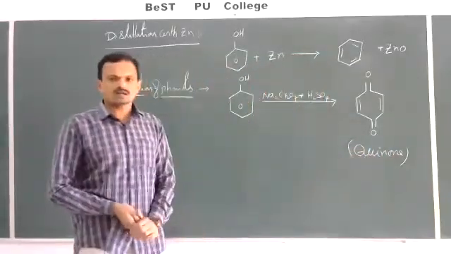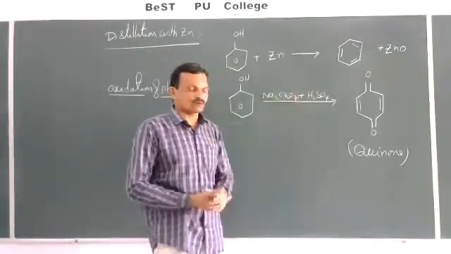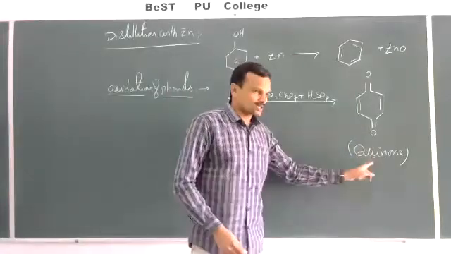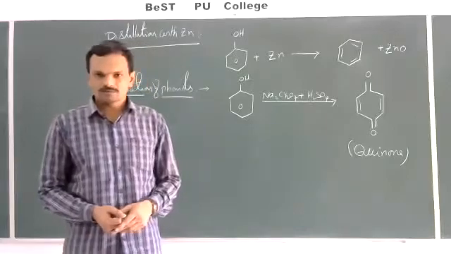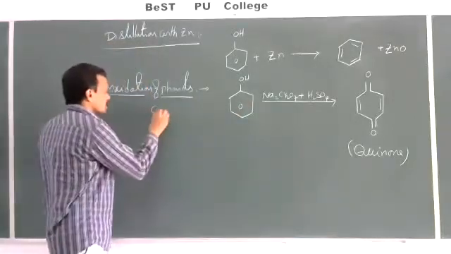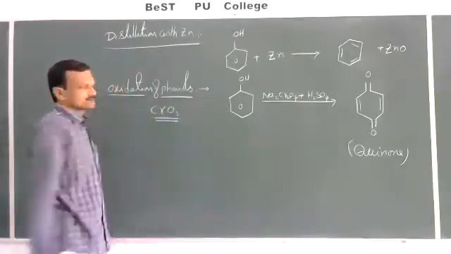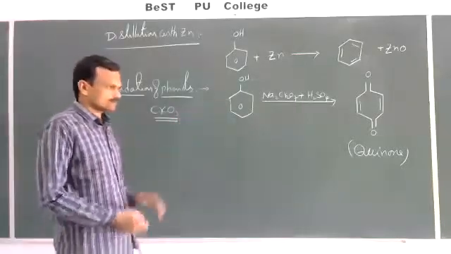So phenol on oxidation with chromic acid, that is Na2Cr2O7 and H2SO4, gives a conjugated diketone, and the conjugated diketone is known as quinone. In this reaction we can also use CrO3 as an oxidizing agent.